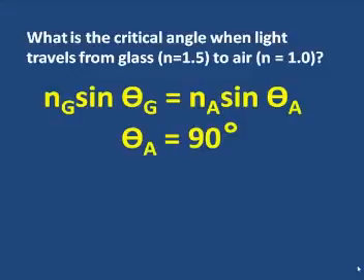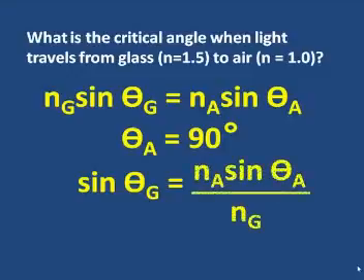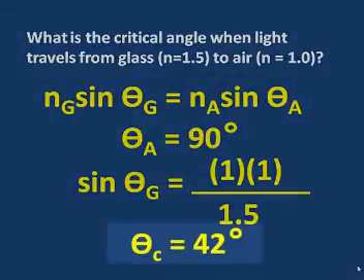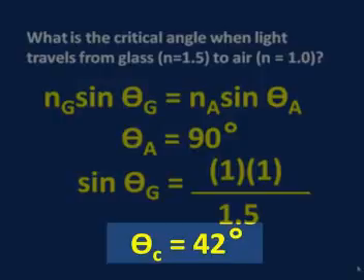And so we solve for sine theta g, which equals Na sine theta a divided by Ng. And the index of refraction of air is 1, and sine 90 degrees is 1. So we will have 1 times 1, and Ng equals 1.5, and you solve and find the critical angle. There it is, 42 degrees.